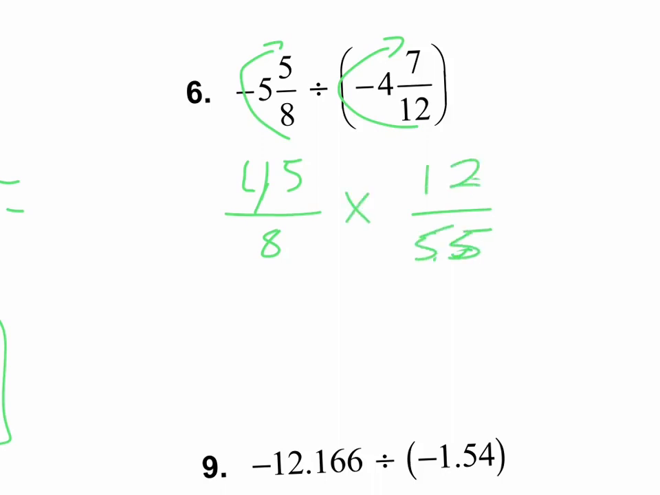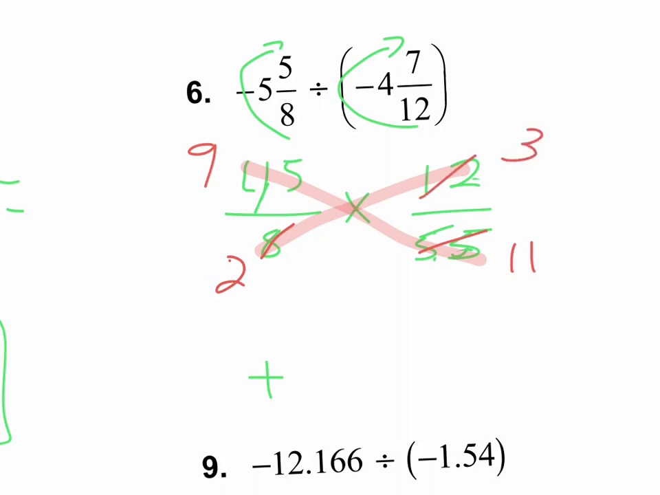But then let's go back. A negative times a negative gives you a positive, so my answer is going to be positive. Now let's look at our diagonals. So 45 and 55. I know 5 goes into both of those, so I'm going to go ahead and reduce. So 45 divided by 5 is 9. 55 divided by 5 is 11. Okay, then I'm going to look at my other diagonal, 8 and 12. I know 4 goes into both of those. So 8 divided by 4 is 2. 12 divided by 4 is 3.